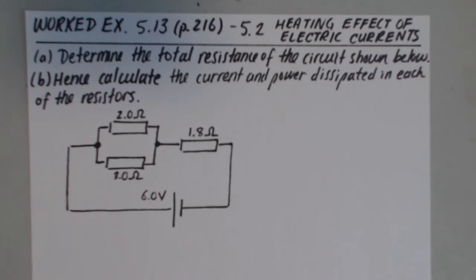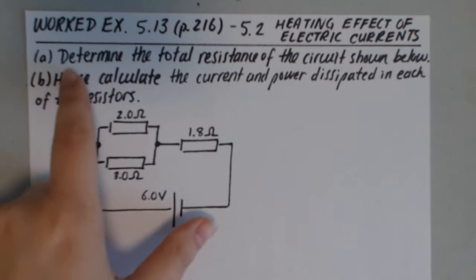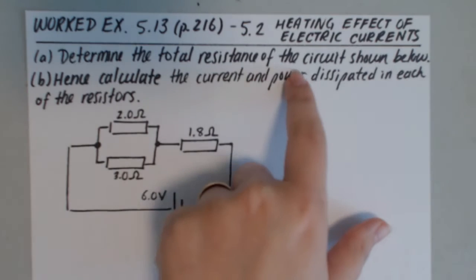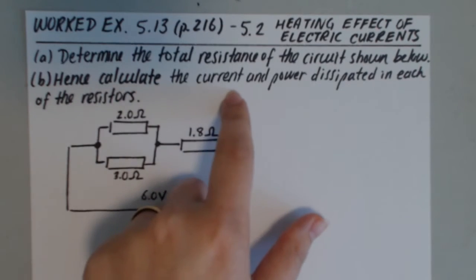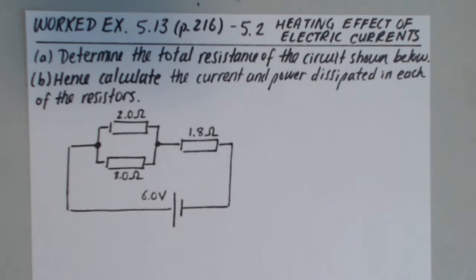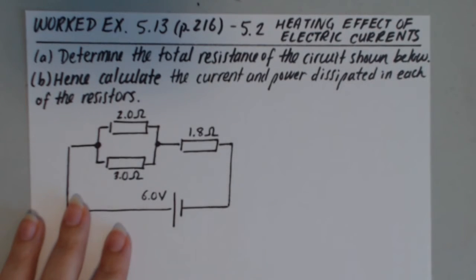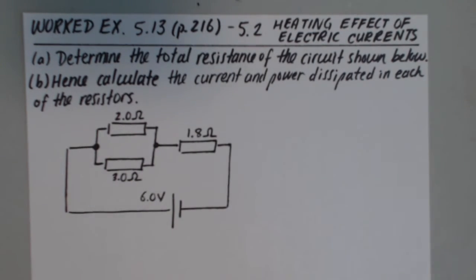Hello everyone, welcome to worked example 5.13 on page 216 for the section 5.2, heating effect of electric currents. Part A, determine the total resistance of the circuit shown below, and then B, hence calculate the current and power dissipated in each of the resistors. So we've got our diagram here. Now I hope you have your formula booklet handy. Let me just grab mine.